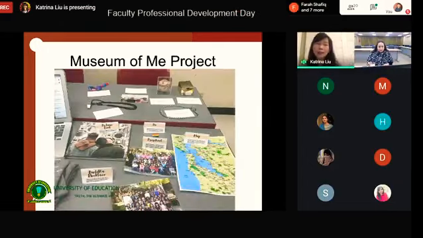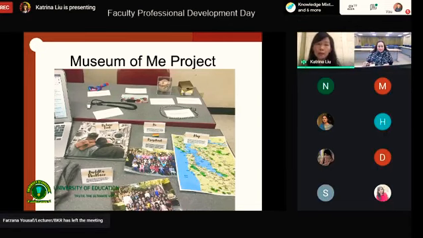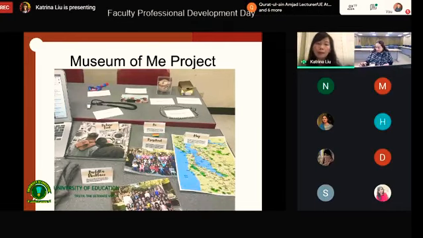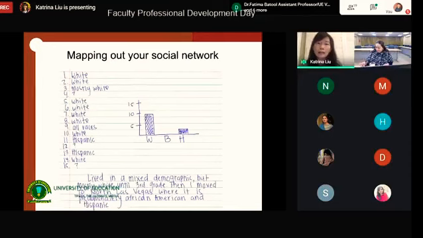We integrate a lot of activities to help the students analyze and challenge prior assumptions. For example, the Museum of Me project really helps the students look back into their backgrounds and how their culture and cultural experiences shape who they are, and helps them understand what assumptions are embedded in their experiences. Then we have activities to map out the social network. This is again a way to challenge assumptions about equal opportunities.